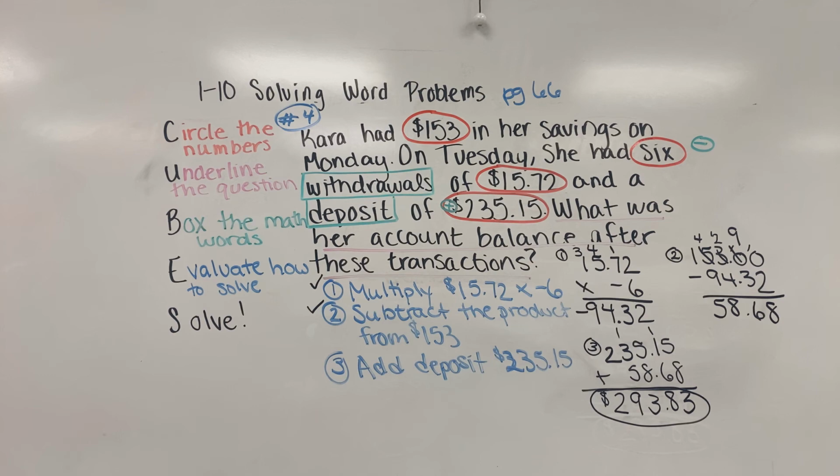The last thing we want to do once we're done solving is we just want to check, does our answer make sense? In this case, I would say it makes sense because we're ending with a positive number and we were adding more money to the account than we were taking away. So the $293.83 is a number that makes sense for my answer. And then we are all done with our problem.